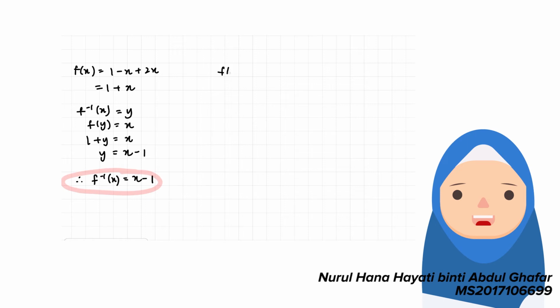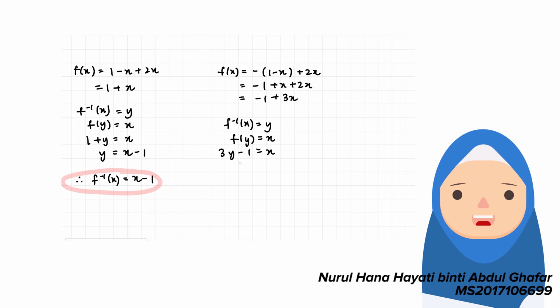After opening the modulus, the second part of the function is f(x) = -(1 - x) + 2x. Let the inverse function of x equal y and the function of y equal x. 3y - 1 equals x. Now, rearrange the equation to find y in terms of x. Hence, the second part of the inverse function is.